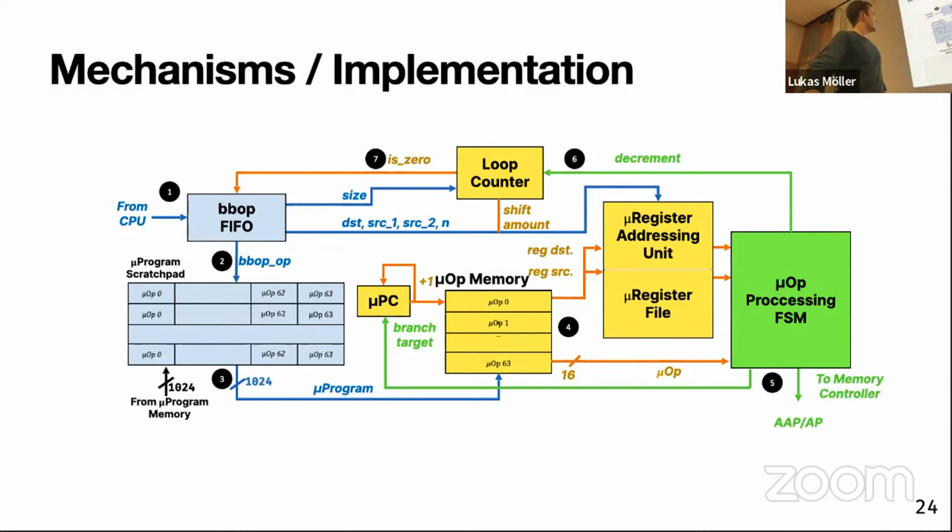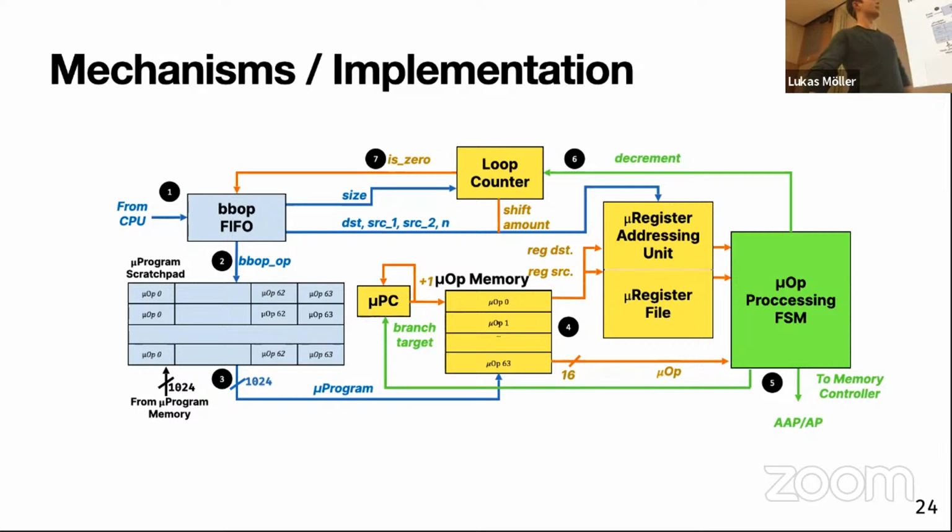This would be a diagram of the SIMDRAM control unit. Let's go over it really quick. We have the BB-op FIFO where new operators come in from the CPU. Then we need to load the microprogram from memory and store it into the micro operation memory, where the currently executing program is stored. We also have the micro program counter there, which is incremented every time we execute a command.